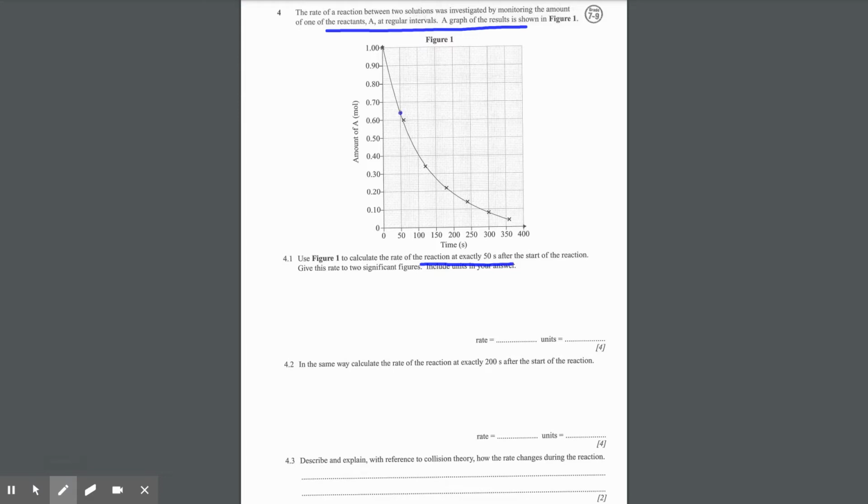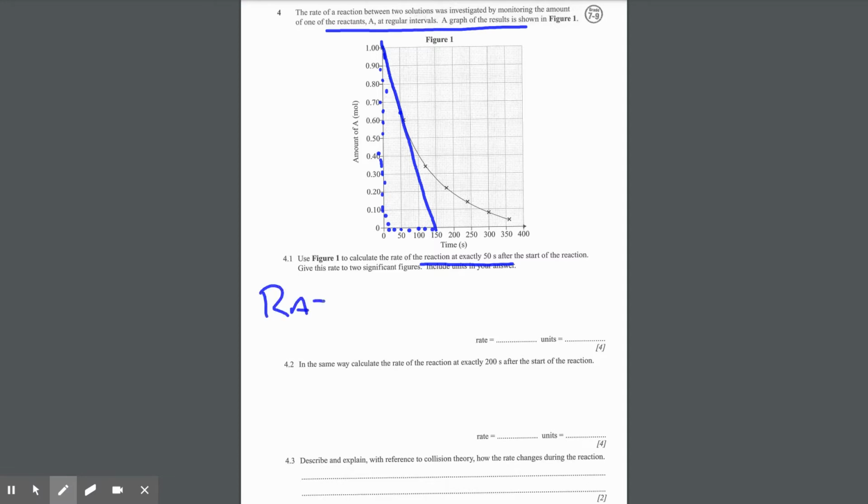So 50 seconds is there. And in order to do that, we have to draw a tangent to the curve. And so to do that, we have to draw a straight line, which is going to touch the curve at 50 seconds and be a straight line as so. And then what we have to do is calculate the gradient of that tangent that we've just drawn. So we'd have to calculate the change in y and also calculate the change in x. That will then give us the gradient or the rate of reaction.